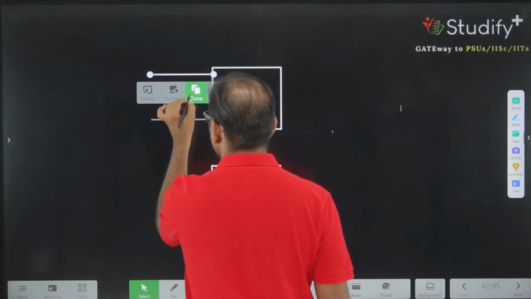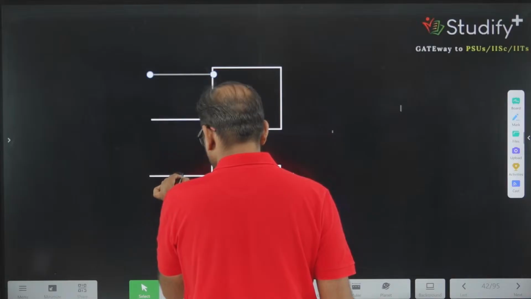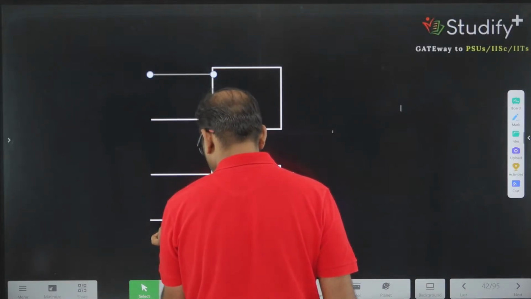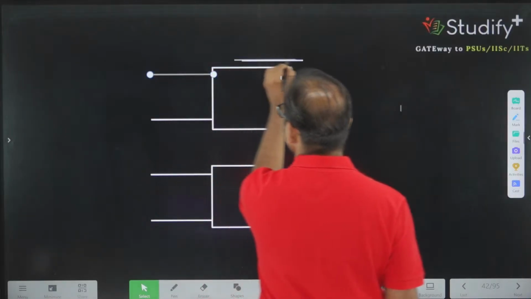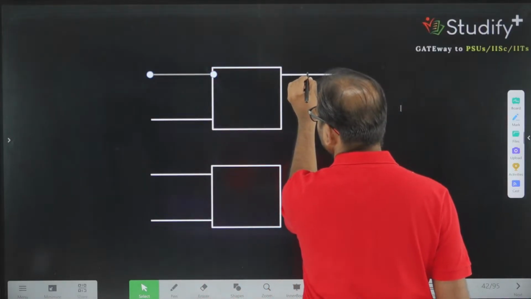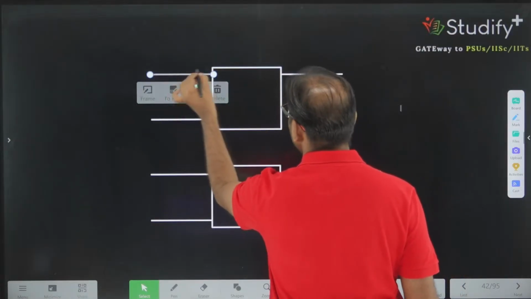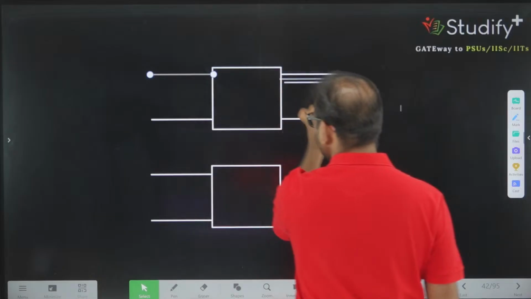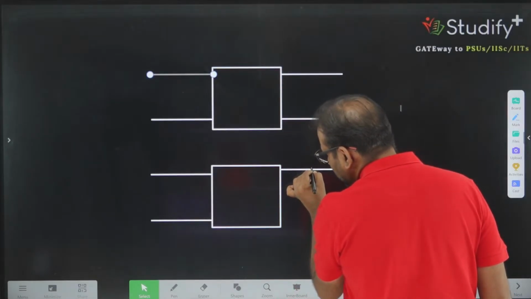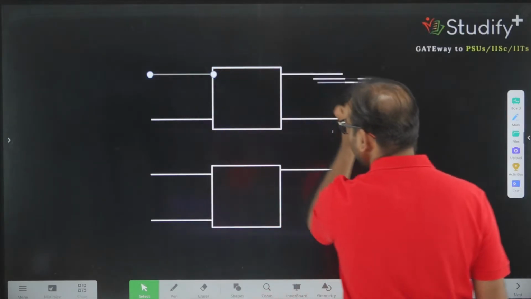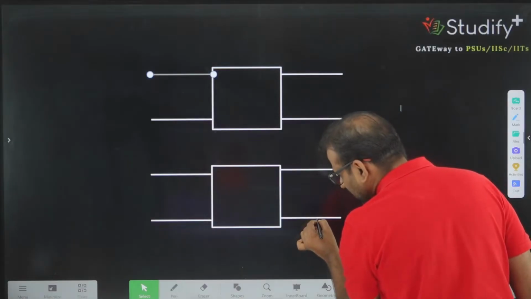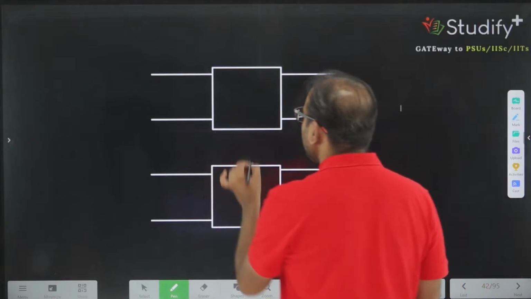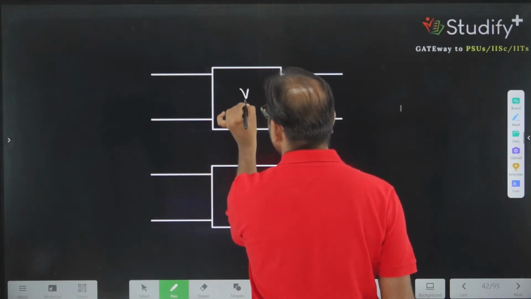One, two. ये दो टू पोर्ट नेटवर्क हैं. These are two port networks and two port Y parameters are defined for this two port network. इनके लिए क्या defined है? Y parameter defined है.